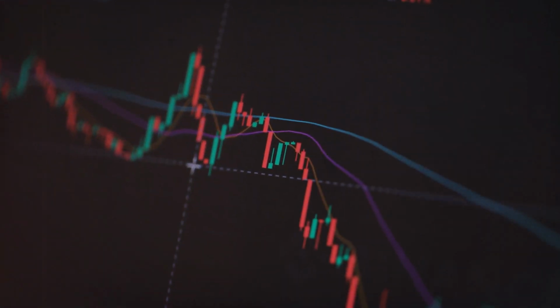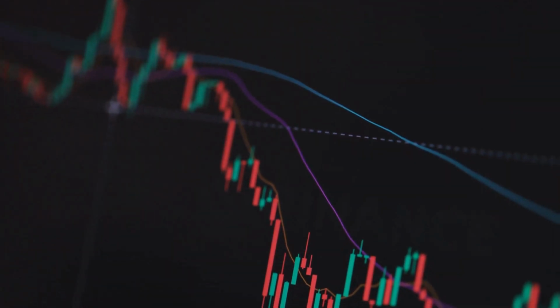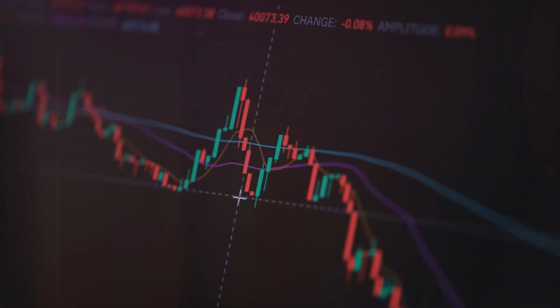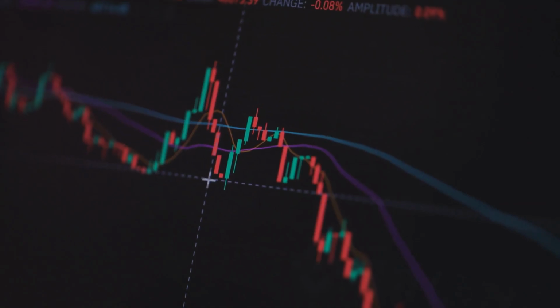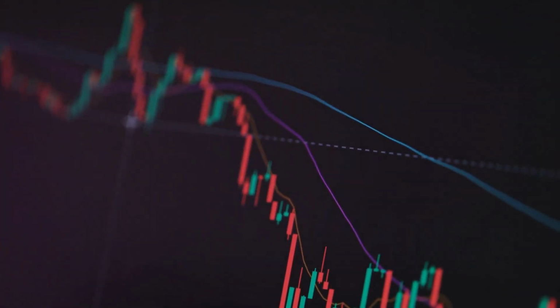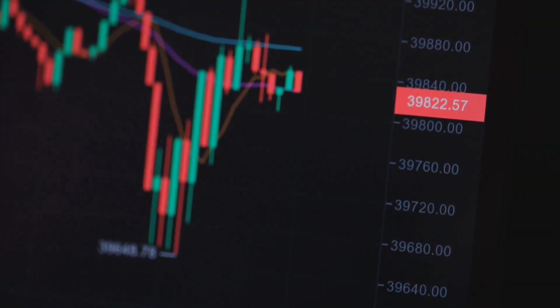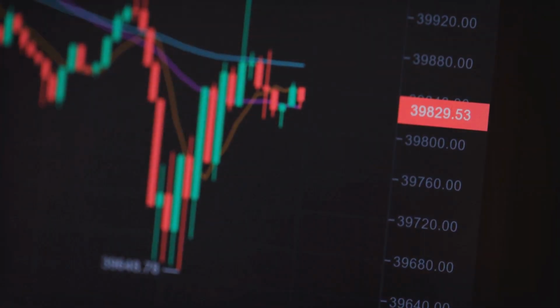The doji candlestick, with its distinctive appearance, holds a place of significance in candlestick charting. Unlike other candlestick patterns that typically exhibit a clear difference between the opening and closing prices, the doji stands out with its near-equal opening and closing prices. This unique characteristic of the doji signifies a moment of indecision in the market, a point where neither buyers nor sellers have a clear upper hand.